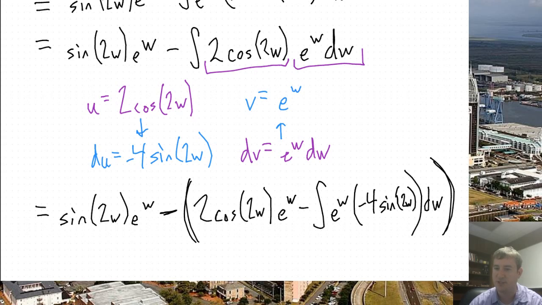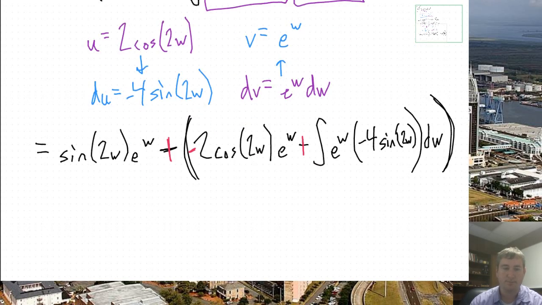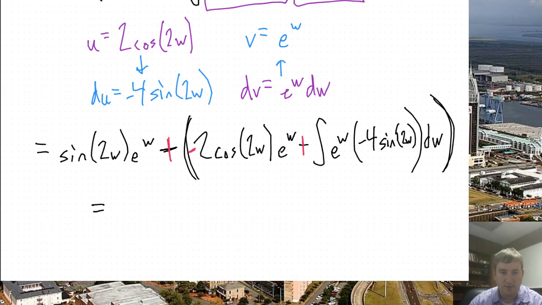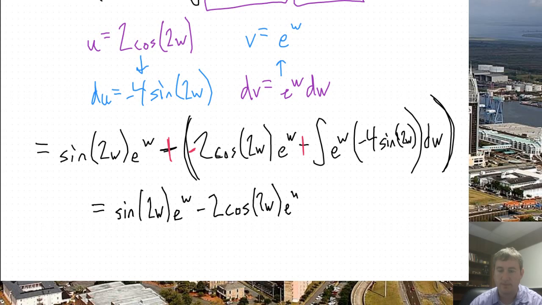So these two parentheses match. And that's all well and good. Let's make sure I've got lots of negatives going around here, right? So let's make sure I distribute that negative. All right, and let's clean up. And I'm going to give myself a little bit of room here for a reason that you'll see in a moment. So I've got sine 2w e to the w minus 2 cosine 2w e to the w. And then finally, I'm going to bring this negative 4 to the outside. Minus 4 integral e to the w sine of 2w.